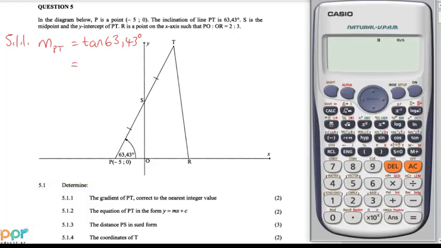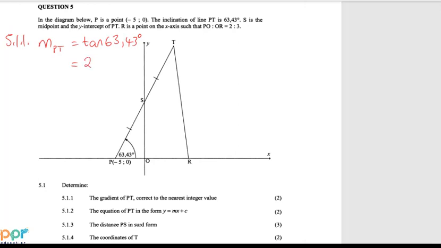I would say tan 63.43. Then I'm receiving my answer as 1.9. They want you to round off your answer to the nearest integer, so the answer is now 2. Round off your answer to the whole number. So the gradient of PT is 2.